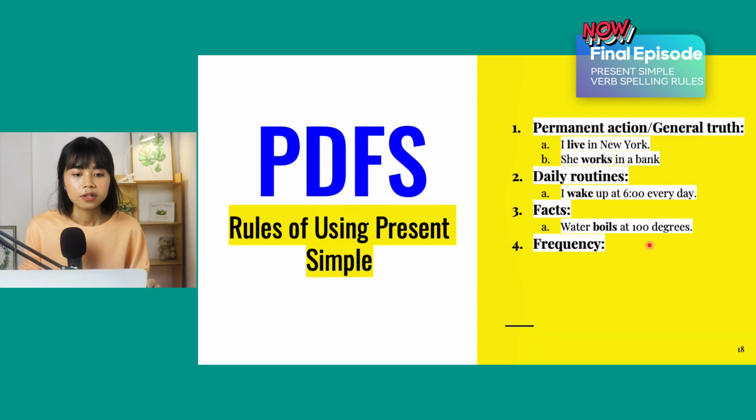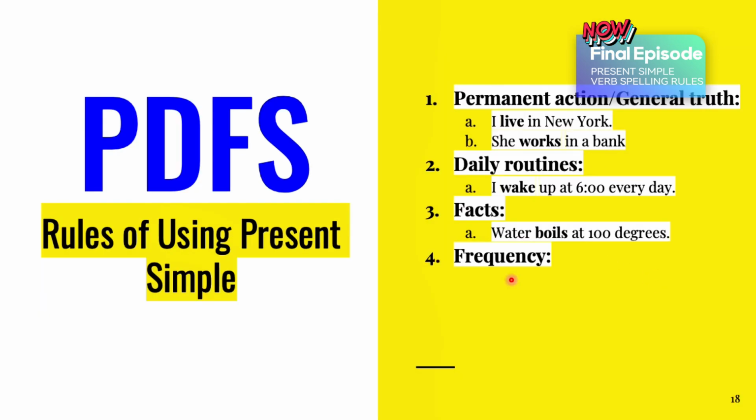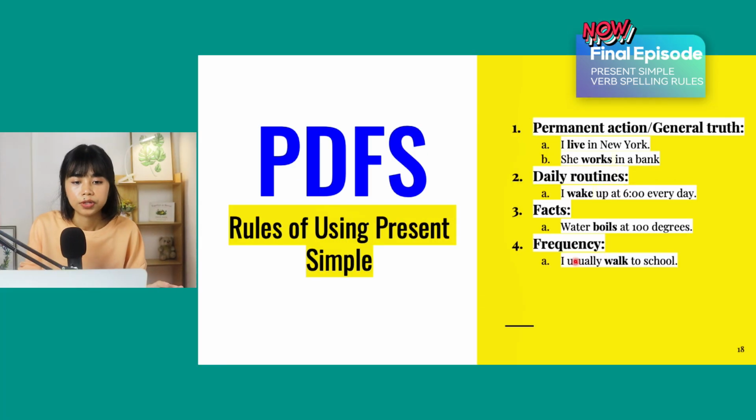Number 4, this F also stands for frequency. Frequency means how often an action or activity happens. Usually, we use the adverbs of frequency in the sentence. For example, I usually walk to school. Usually is an adverb of frequency.